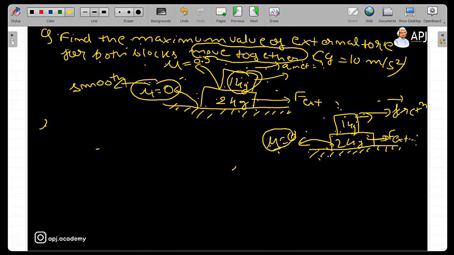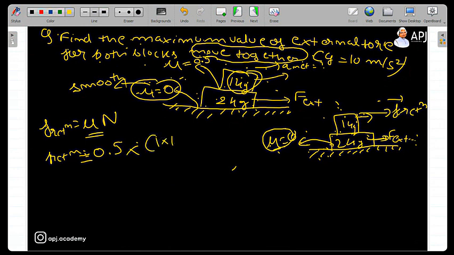How do you calculate the value of friction force? Friction force is mu times N. What is the mu value given to you? 0.5. So the maximum value of friction force will be 0.5 into normal reaction. Okay, someone is messaging me on Telegram. What is normal reaction? Mass of the 1 kg block into 10. The maximum value of frictional force is 5 Newton. So the maximum force on the 1 kg block is 5 Newton.